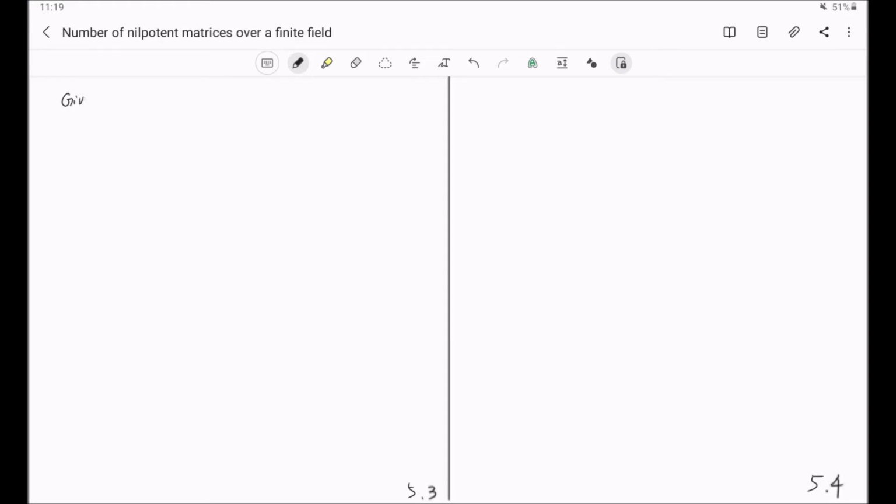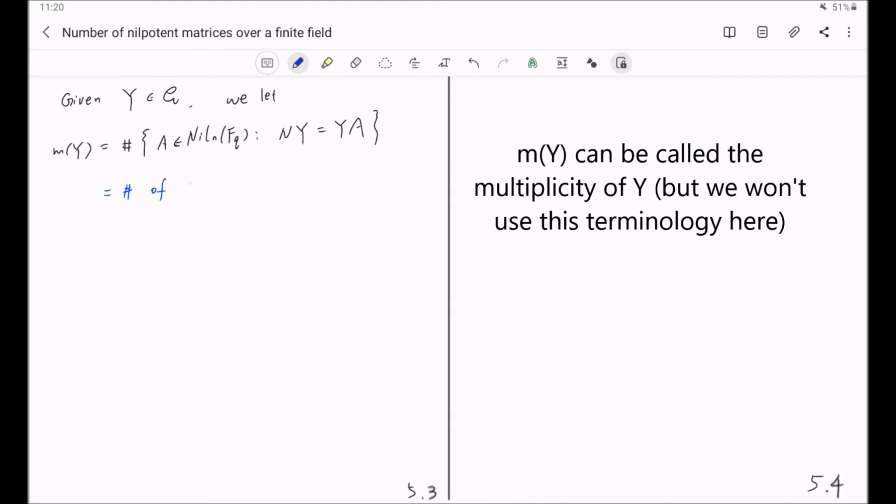Now, given an admissible matrix Y, we let M of Y be the number of matrices that are nilpotent and nil commute with Y. So let me write down, this is the number of nilpotent matrices that nil commute with Y.